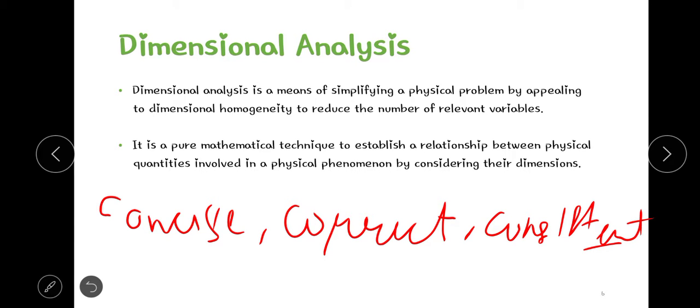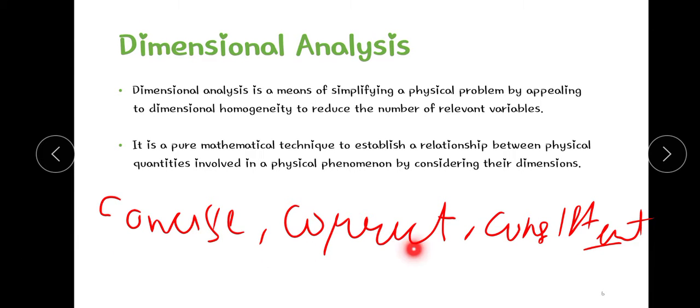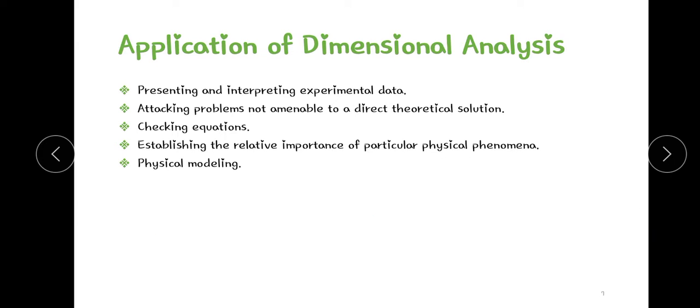Okay, so the technique of dimensional analysis should be concise, correct and consistent. So this is all about dimensional analysis. Now let's see what are the different applications of dimensional analysis. Here I have listed some of the applications, like presenting and interpreting experimental data.